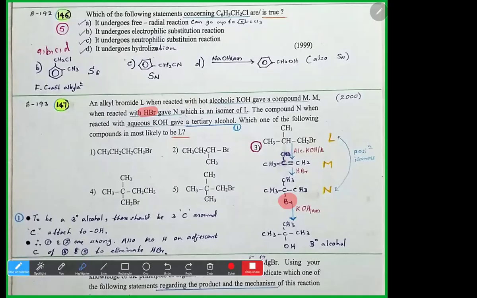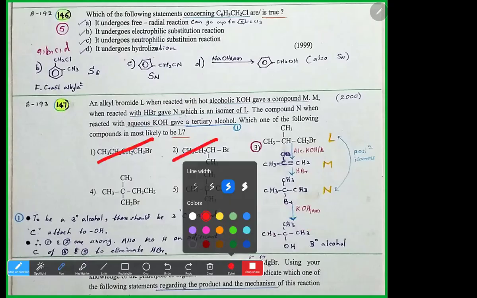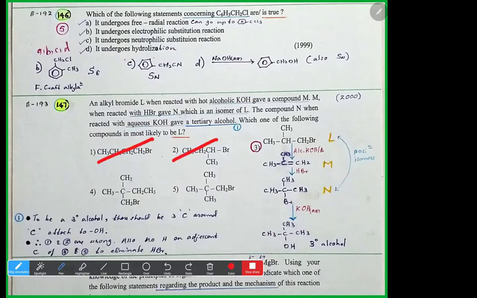Compound N, when reacted with aqueous KOH, converts this bromine to OH. Then tertiary alcohol. To be tertiary, there are supposed to be 3 groups joining into one single carbon. We can forget these 2. You have these 3 conditions. Here, see, you have all these.